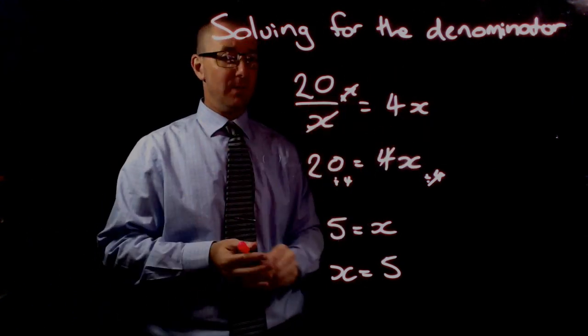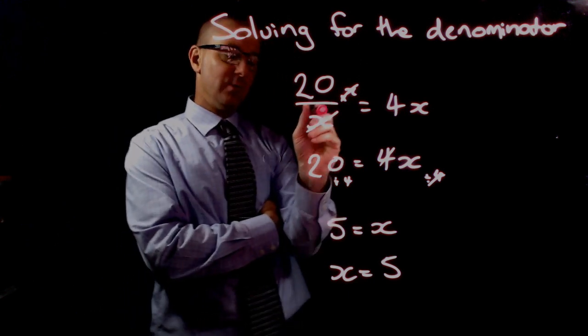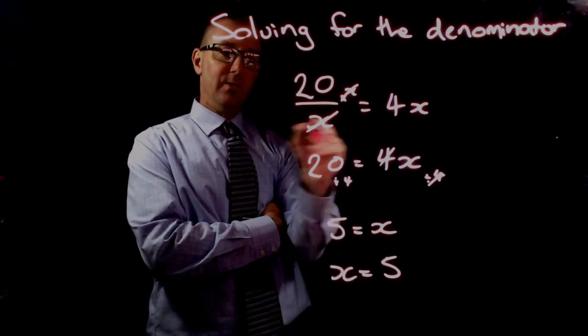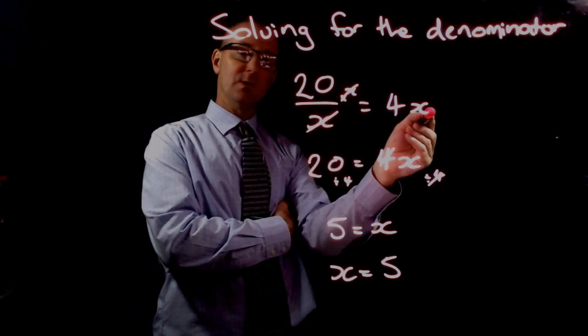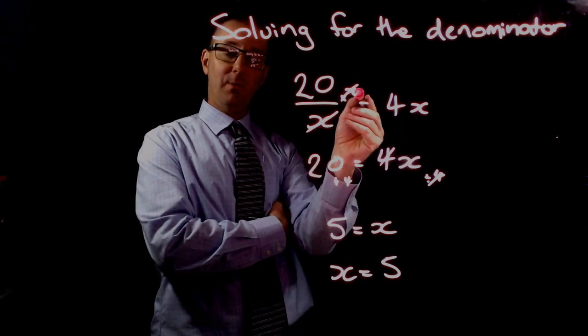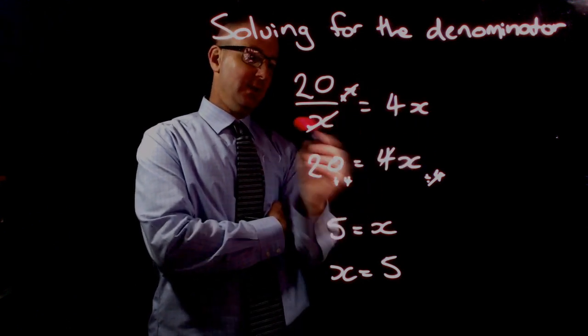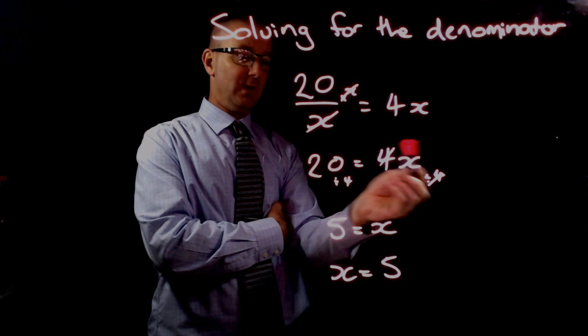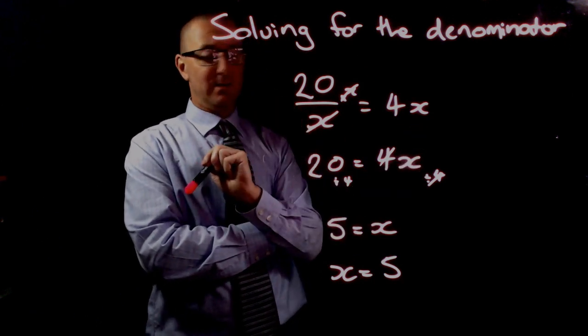Remember, it's a two-step process. The first thing you have to do is move the x from the denominator over here to the right hand side just by multiplying by x. Then you can, once you've got the x on the right hand side, move the constants back to the left hand side.